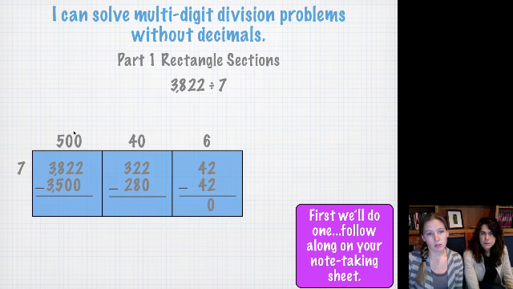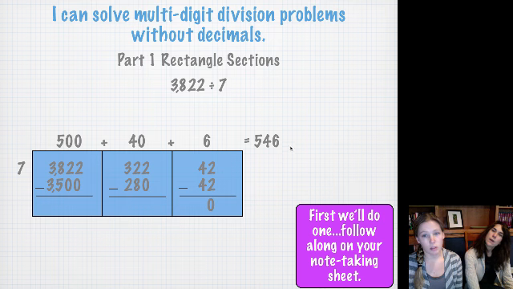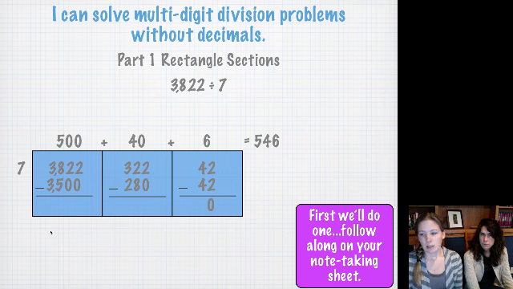So our answer, this looks like a big old jumbled mess. So we don't have an answer yet, but if you look at this, we found out this, this, and this. So just like when we had the rectangle sections for multiplication, you just add those up. And you end up with 546. So 3,822 divided by 7 equals 546. So again, I know that's a mouthful, and I know you guys learned this way in 4th grade too, so hopefully this is just a little bit of review. And that's our first example.